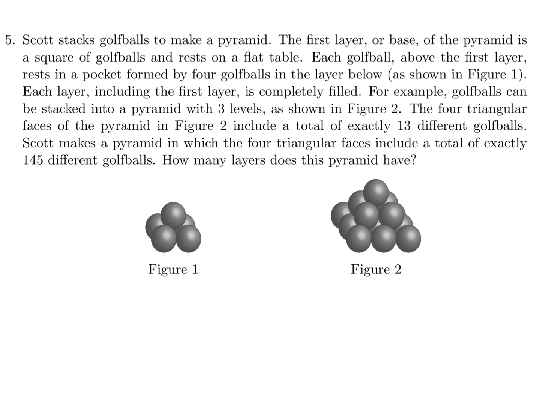For example, golf balls can be stacked into a pyramid with 3 levels, as shown in Figure 2. The 4 triangular faces of the pyramid in Figure 2 include a total of exactly 13 different golf balls. Scott makes a pyramid in which the 4 triangular faces include a total of exactly 145 different golf balls. How many layers does this pyramid have?